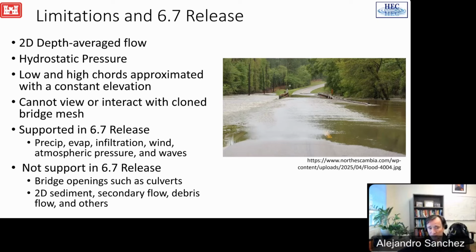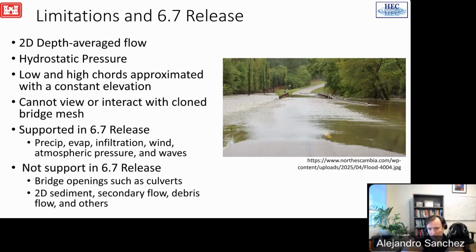So we released this feature in 6.7 beta. We're now at beta 3. There are some limitations. We're still working on this, especially the output and improving stability and runtimes. The things that we plan to support by the official release of 6.7, scheduled at the end of the fiscal year, are precip, evap, infiltration, wind, atmospheric pressure, and waves. At the moment, wind is the only one of those that is supported. I know that works well.